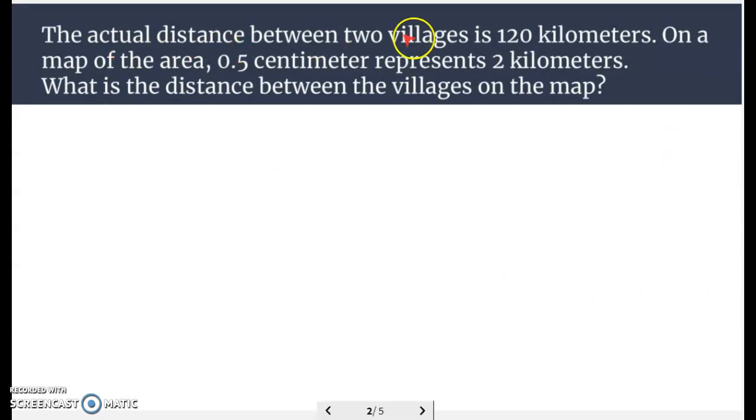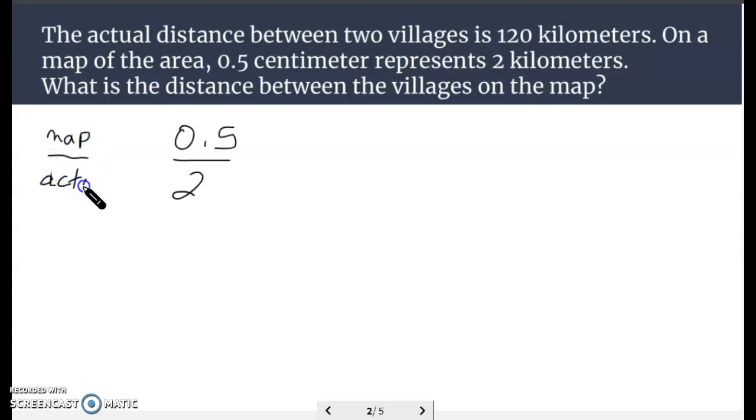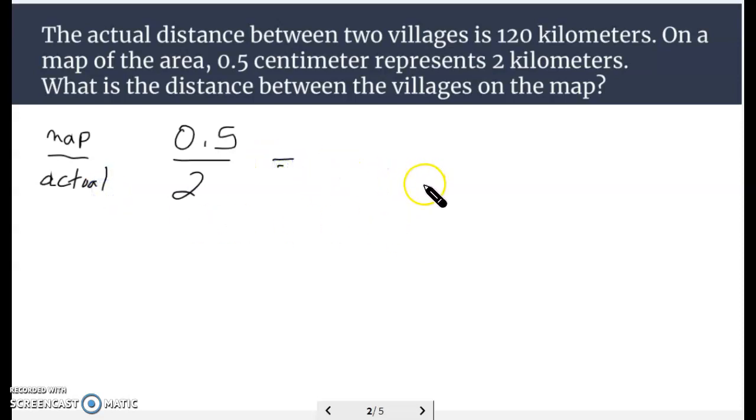It says the actual distance between two villages is 120 kilometers. On a map of the area, 0.5 centimeters represents 2 kilometers. What's the distance between the villages on the map? Okay, so we have that ratio of 0.5 compared to 2. Just so we know, the top is our map and the bottom is the actual. As long as you keep that in mind when you're making the ratios, you should be good to go. It says the actual distance between the two villages is 120. We want to know what that is on the map. That's what this x represents.